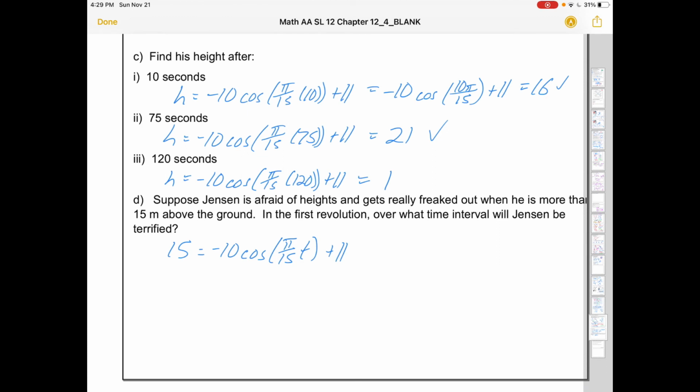So the question was, over what time interval is he going to be terrified? From 9.46 seconds all the way up to 20.5 seconds. So for a good 11 seconds there, he's going to be terrified.